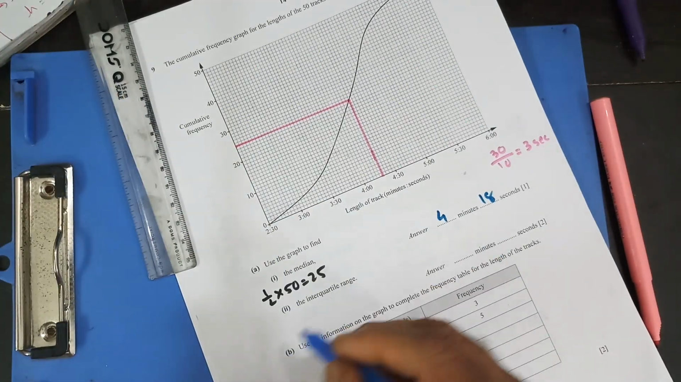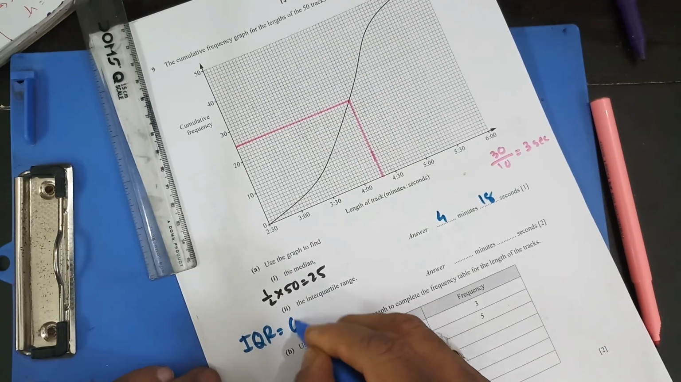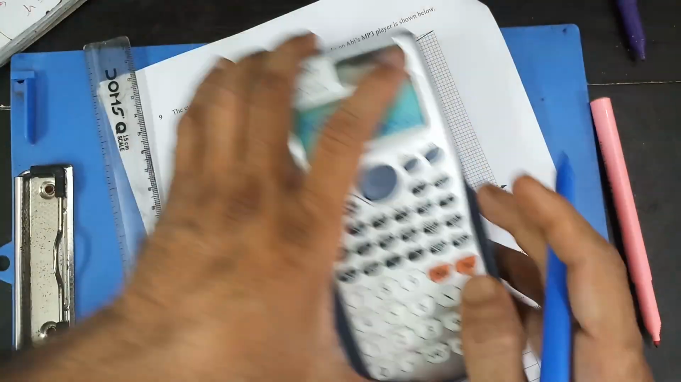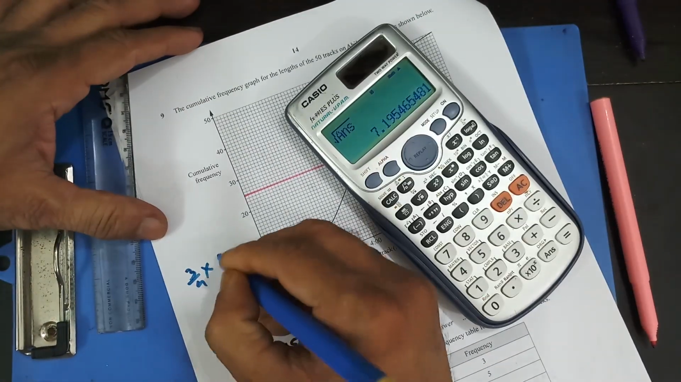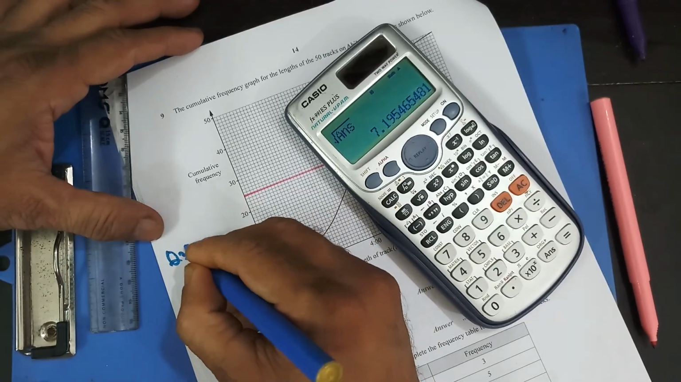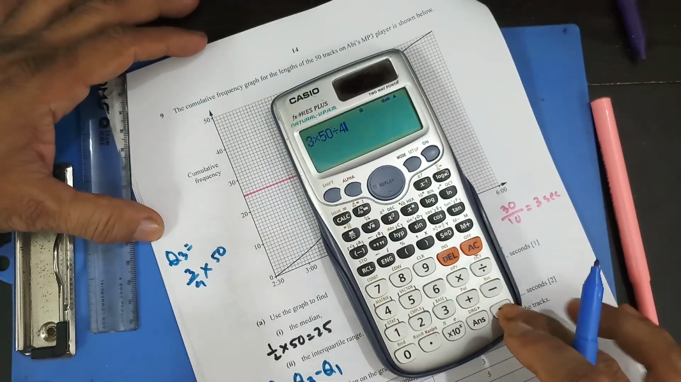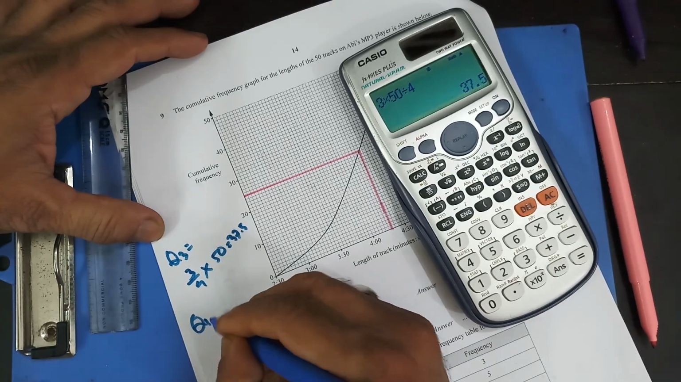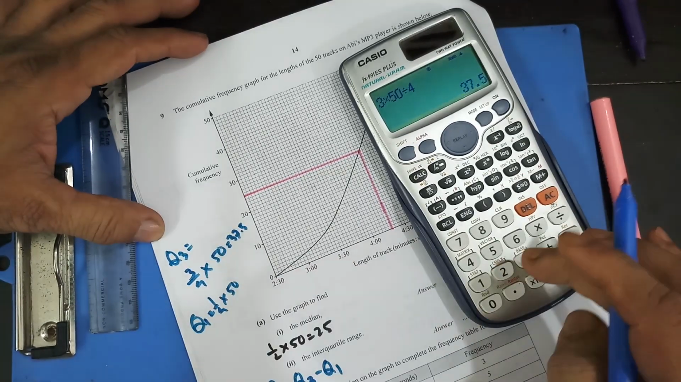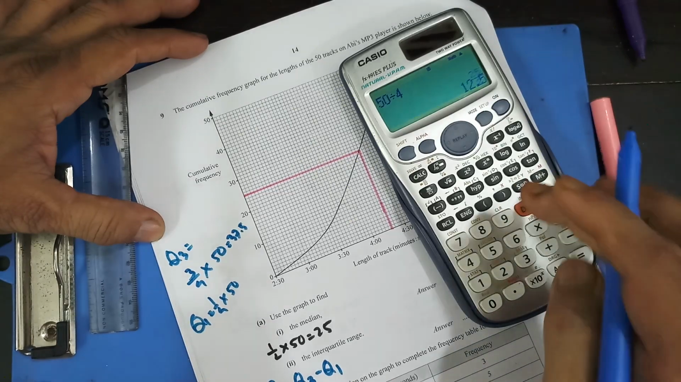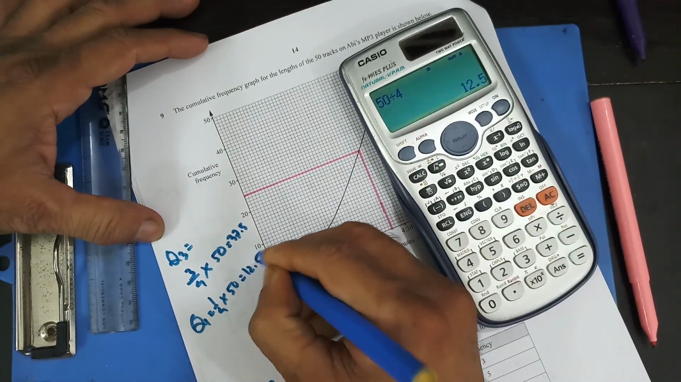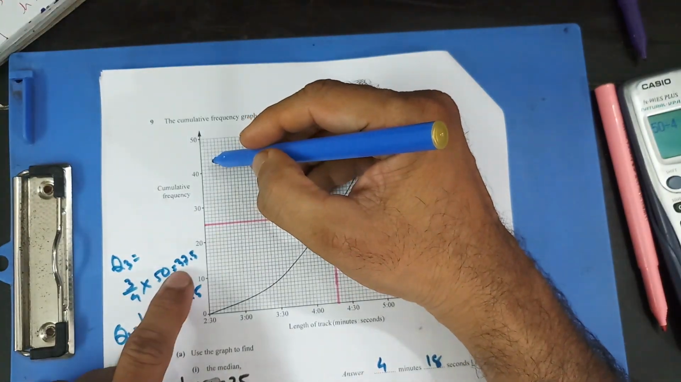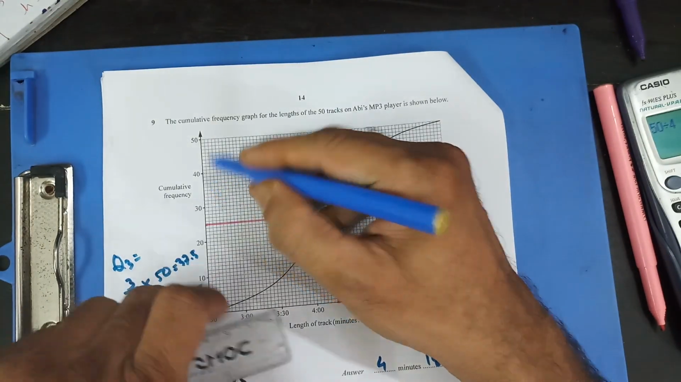The interquartile range is going to be Q3 minus Q1. And Q3 is going to be 3 by 4 times 50. That's Q3. And 3 times 50 divided by 4 is going to be 37.5. And Q1 is going to be 1 by 4 times 50. So 50 divided by 4 is 12.5. So let me draw this. 37.5, so 30, 35, 36, 37.